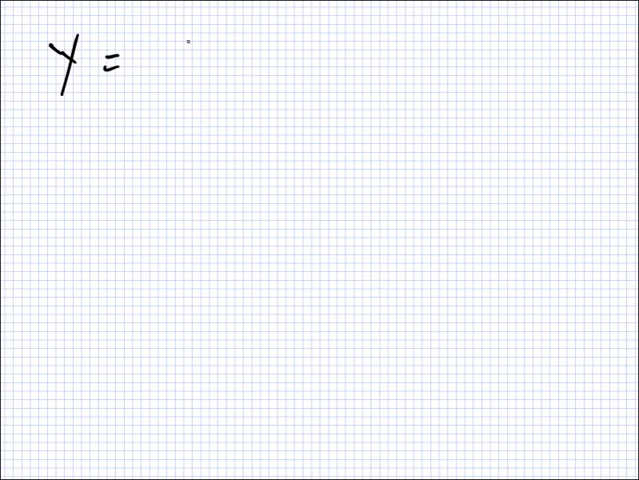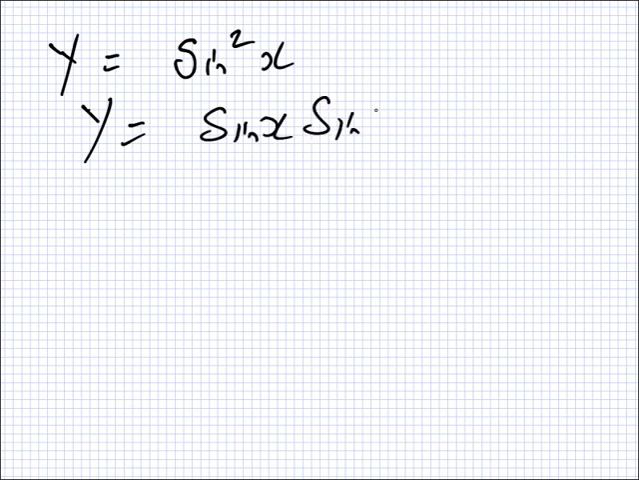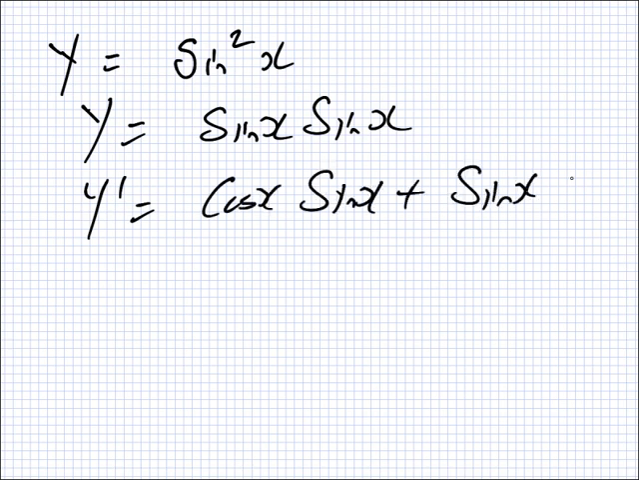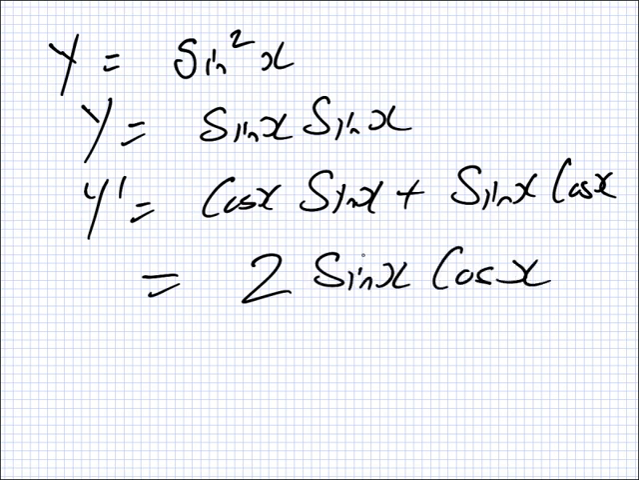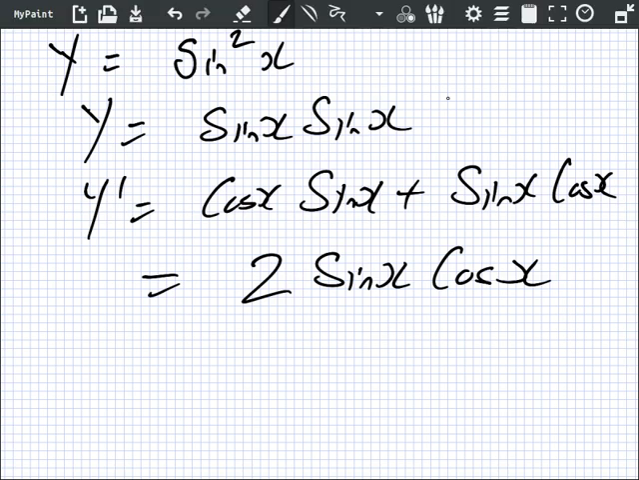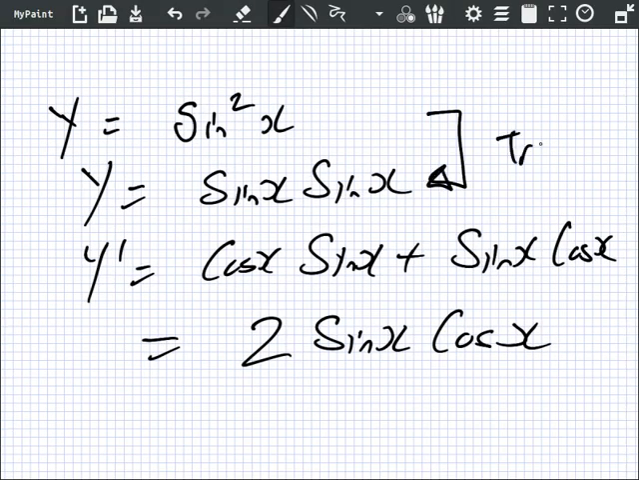Now, look at this one. Before you start, there's one more example I want to do. Sine squared x, what's the derivative? Well, the trick here is to change this into sine x times sine x. Then the derivative would be cos x sine x plus sine x cos x. So the answer is 2 sine x cos x. That's the trick here, to change the square into a product.